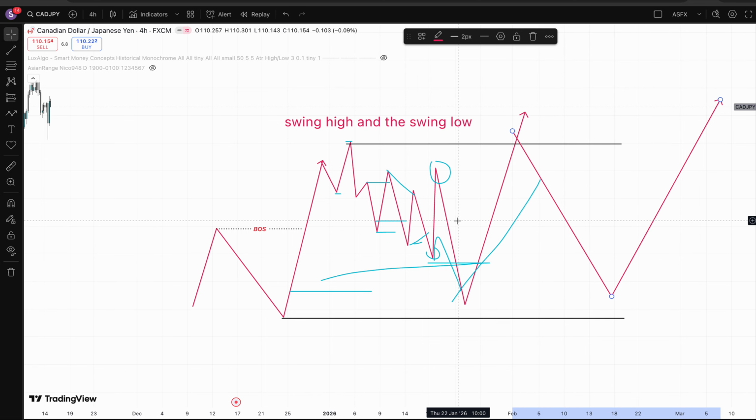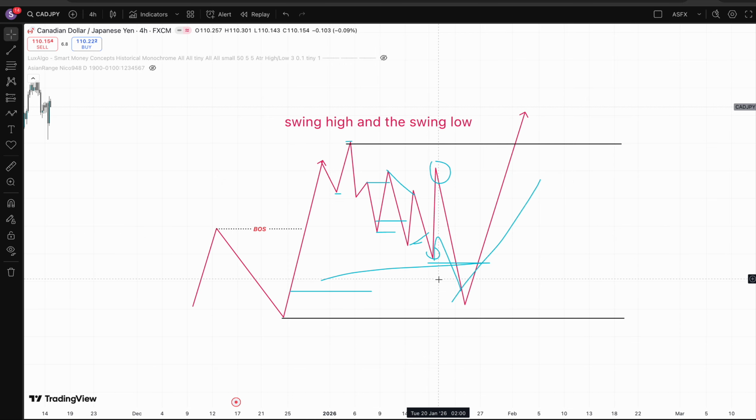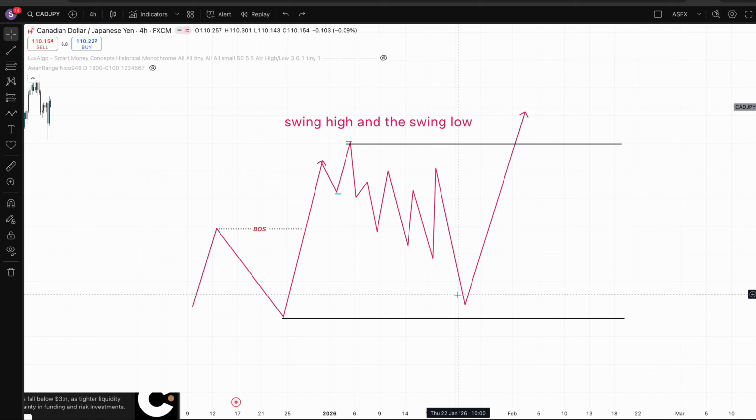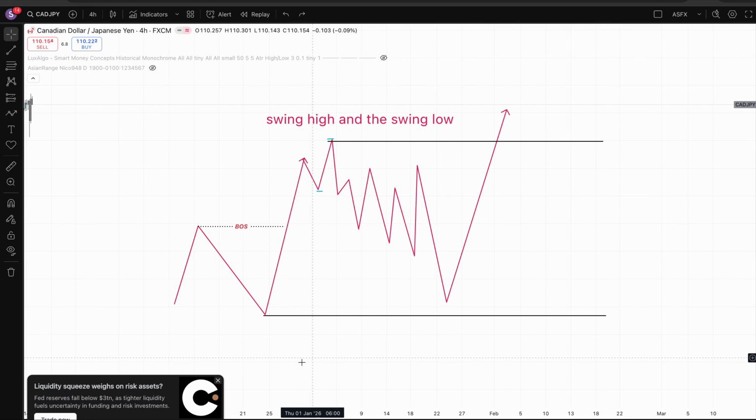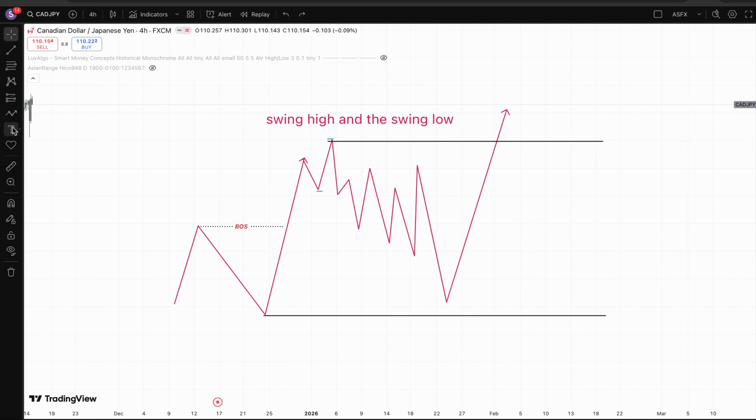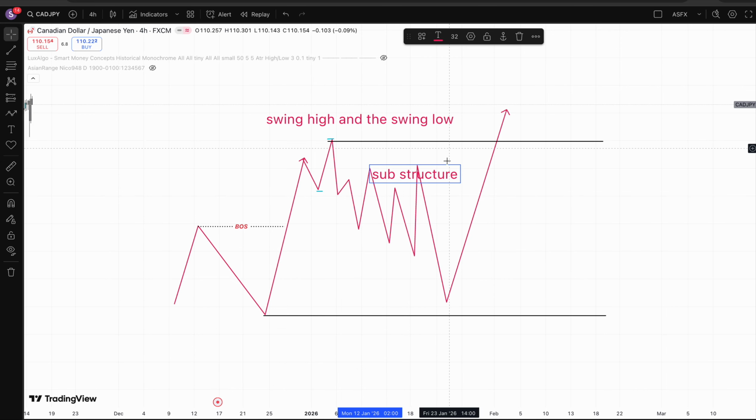So people often get deceived, eluded, and start entering trades from anywhere. Meanwhile, the market is first going to retrace back to deeper levels before making its move to the upside. So all this is called substructure. All the structure that I'm saying here is called substructure.